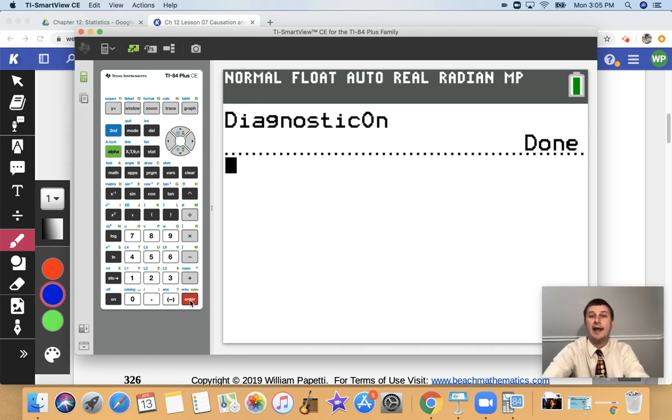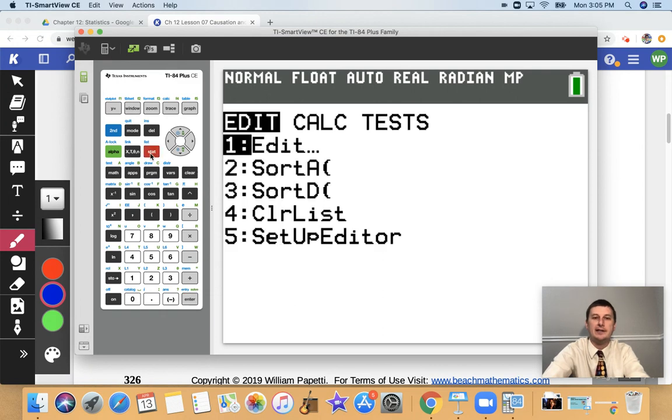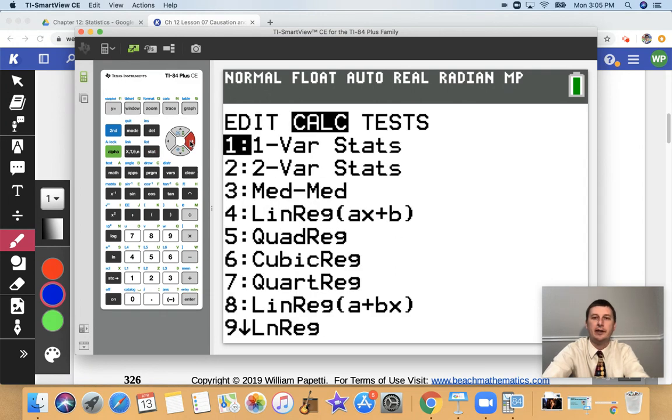So again, we go to the catalog, we scroll all the way down to diagnostic on, and then we press enter twice to turn it on. Now we're going to go back to stat, and we're going to calculate a linear regression equation once again.